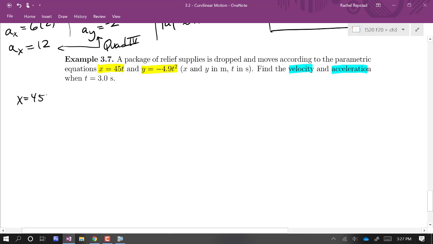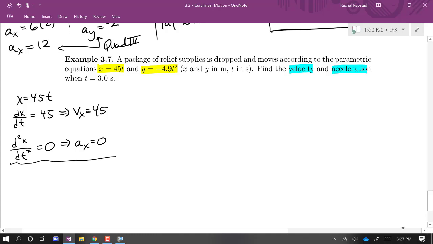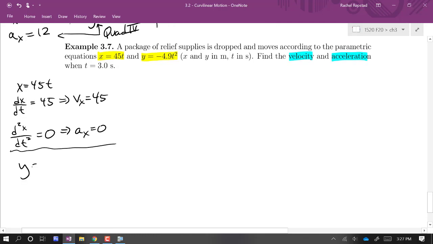X is 45t, dx dt is 45, and the second derivative with respect to time is 0. So if dx dt is constant at 45, that means that vx is 45. The second derivative is constant at 0, and that means that ax is 0. So I know the x components for both velocity and acceleration now. Let's do the same for the y function. Y is negative 4.9 t squared. So dy dt is negative 9.8 t.